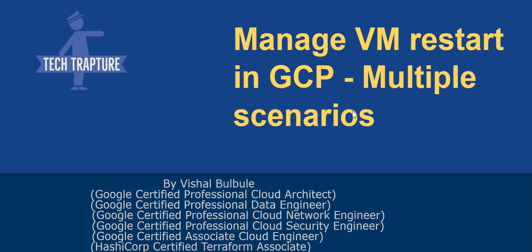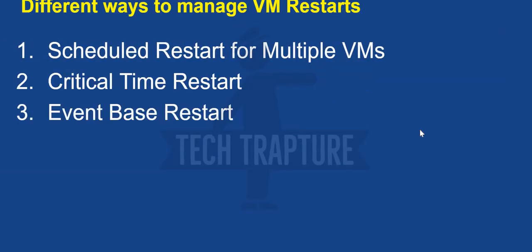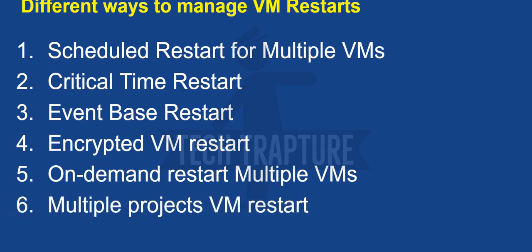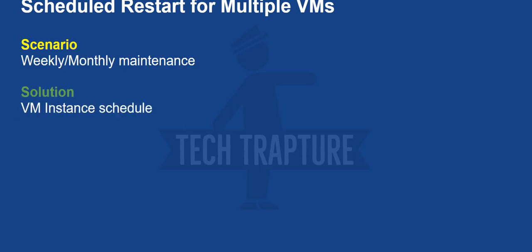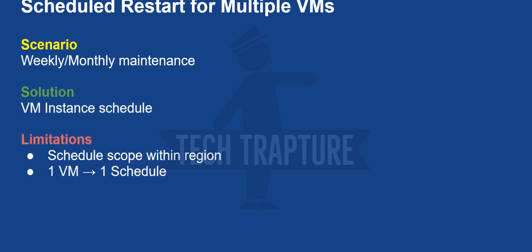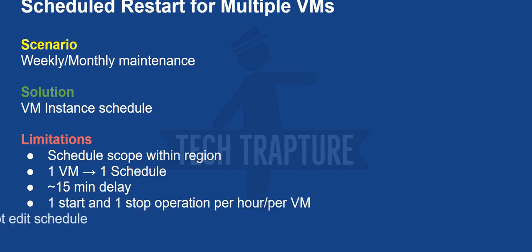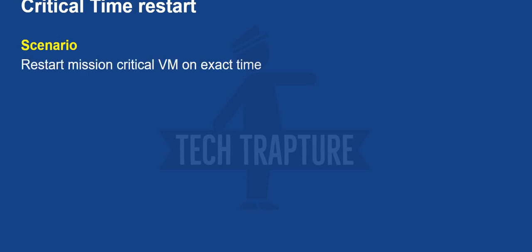So we'll see what we have covered till now. We have covered different ways to manage a VM restart overview, and these are the different scenarios we have gone through. Till now we implemented a scheduled restart of multiple VMs using a VM instance schedule, and then we saw multiple limitations in that. To overcome the critical time restart limitation, we implemented a VM restart using Cloud Scheduler also in our last video.